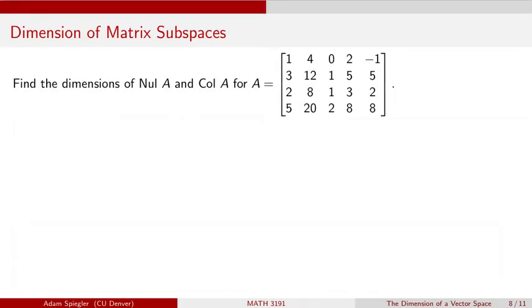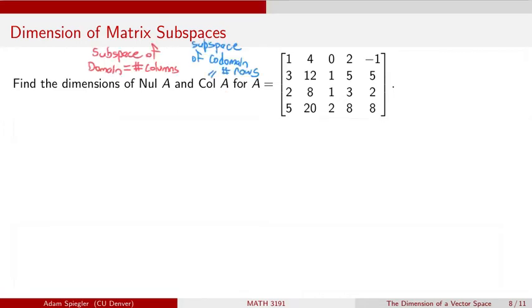Okay, so next let's revisit this idea of matrix subspaces. So recall that given a matrix A, we can define the null space of matrix A and the column space of matrix A, where the null space of matrix A is going to be the set of all vectors so that when we multiply A times that vector, we get the 0 vector. And recall that the column space of A is the space that is spanned by all of the column vectors of matrix A. And both the null space and the column space are subspaces.